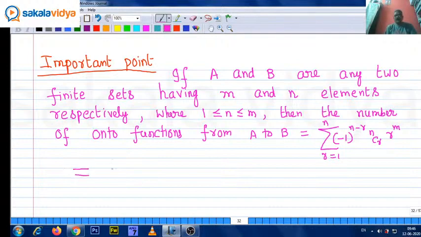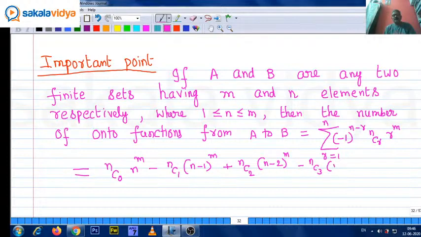The expansion will be like this: nC0 n to the power of m minus nC1 (n minus 1) to the power of m plus nC2 (n minus 2) to the power of m minus nC3 (n minus 3) to the power of m plus and so on. So this is the formula to find the number of onto functions defined from A to B. Understood now?